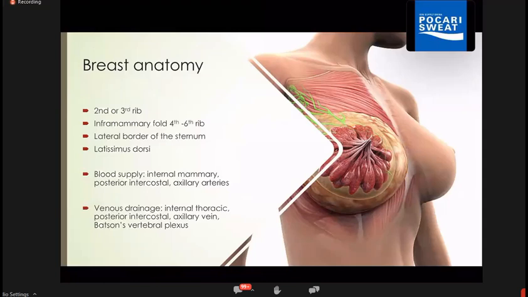The breast spans usually from the second or third rib up to the inframammary fold, usually from the fourth to the sixth rib. The border extends to the lateral border of the sternum, and the lateral border extends to the medial border of the latissimus dorsi. The blood supply of the breast comes from the internal mammary artery, from the posterior intercostals, and from the axillary arteries. Venous drainage are as follows: the internal thoracic, posterior intercostal, axillary vein, and the Batson's vertebral plexus. The Batson's vertebral plexus is very important, usually for breast cancer. Malalaman natin yan later.